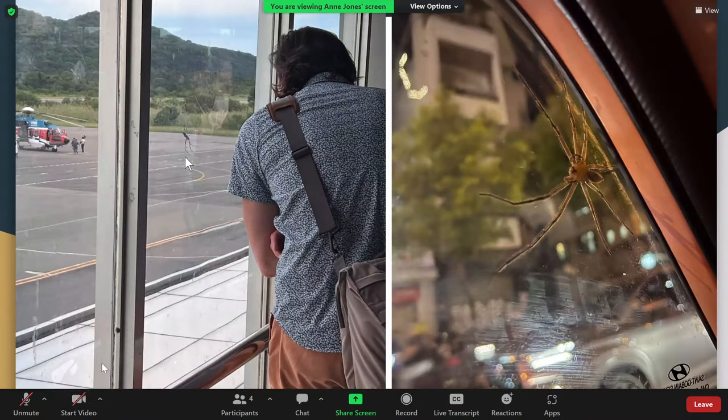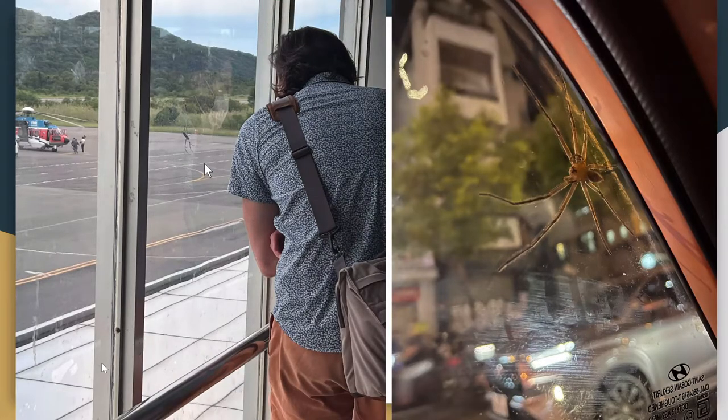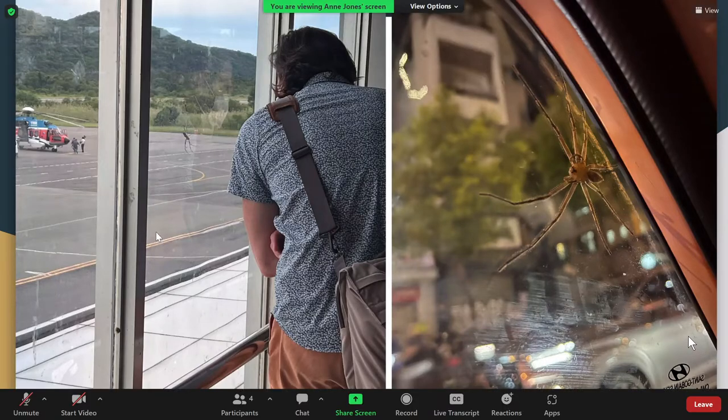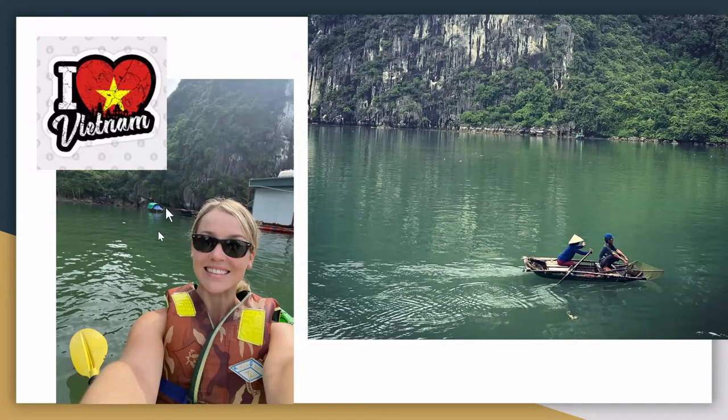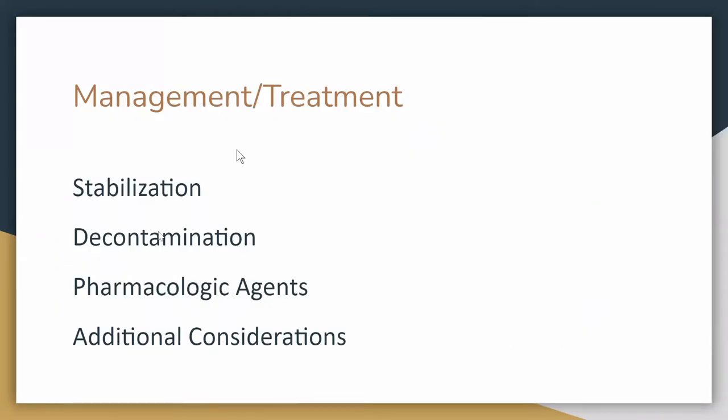This one is so big. I think it eats birds. This was at the airport, and it was absolutely huge. Terrifying. I had nightmares, I think. But other than that, this is me saying I love Vietnam, and I definitely want to come back someday for sure. Very beautiful. All right, back to the boring lecture.